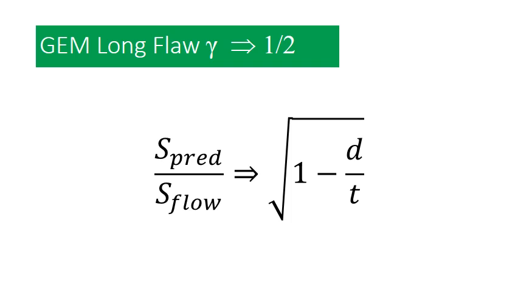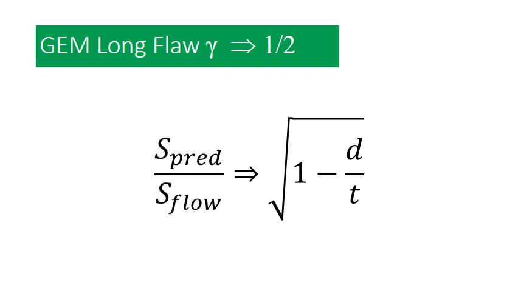Where things get interesting is that if you go for a long flaw of localized corrosion metal loss, the gamma tends to 1/2. And that means that our predicted failure strength over flow strength actually tends to the square root of the remaining ligament. And this is going to cause some of you out there a lot of heartache. Sorry about that. I know that there are probably people thinking of all sorts of nasty words to describe me because this does seem completely and utterly counterintuitive.